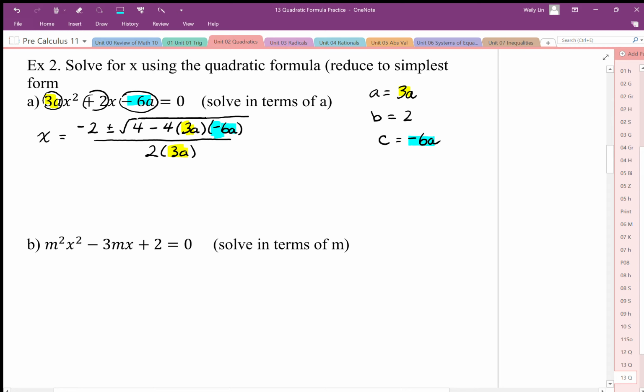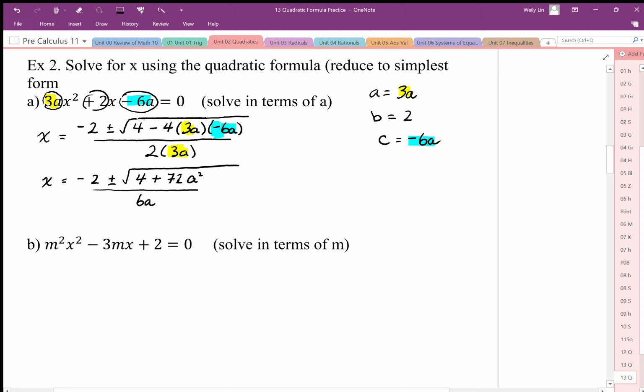So now we've got our answer. We now need to simplify this expression. I'm going to end up with negative 2 plus minus. Now we can only combine like terms, so we can end up with 4 minus the negative is going to give me the plus in here. 4 times 3 times 6 is going to be 72. And then we end up with a squared. In the denominator, we end up with 6a.